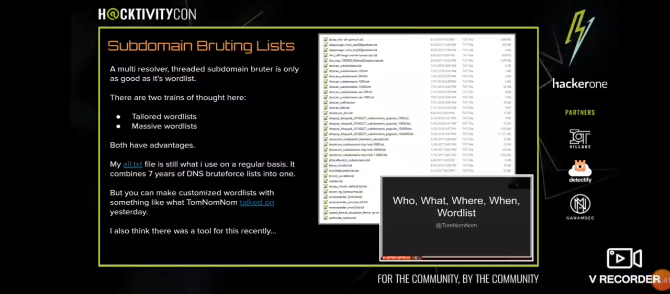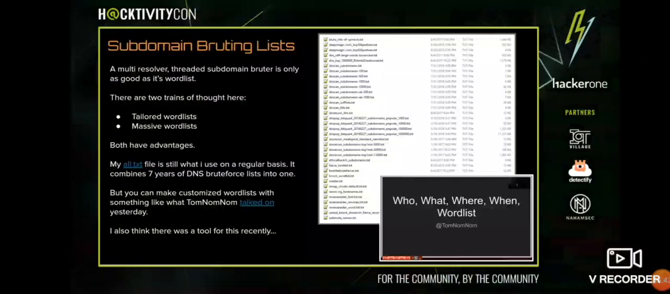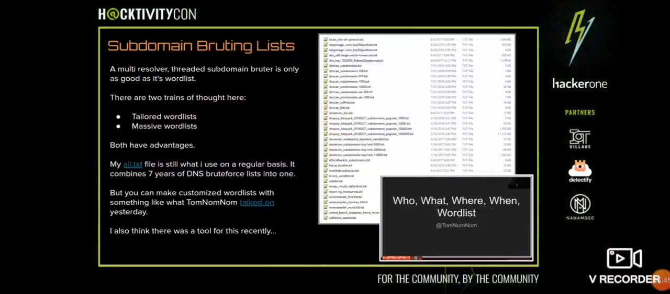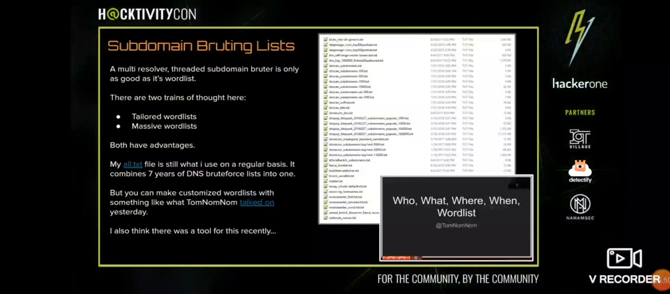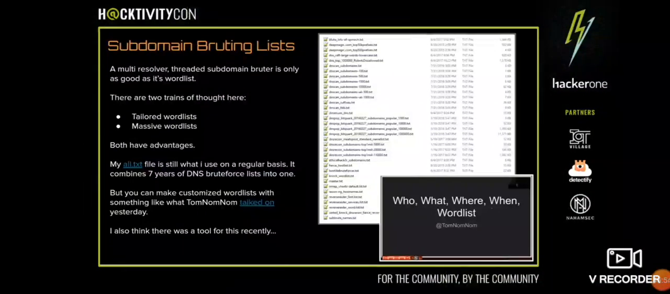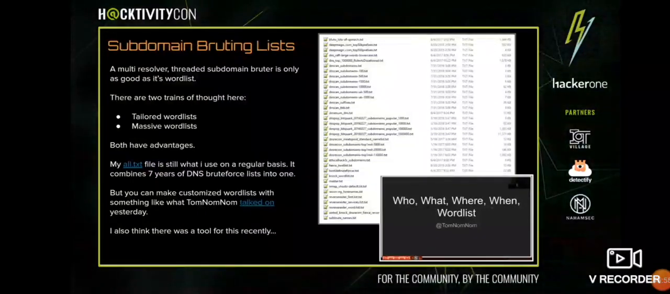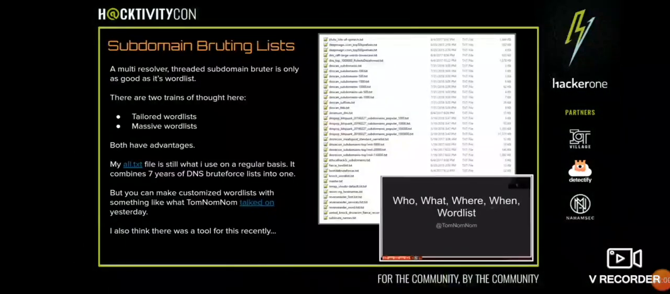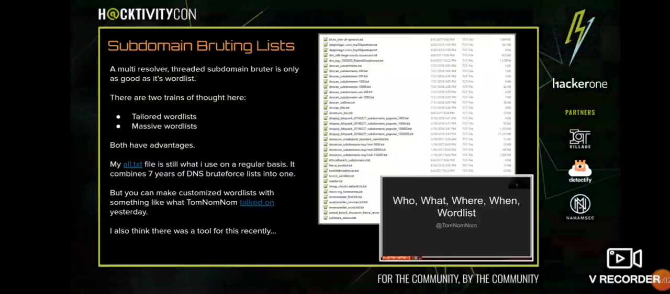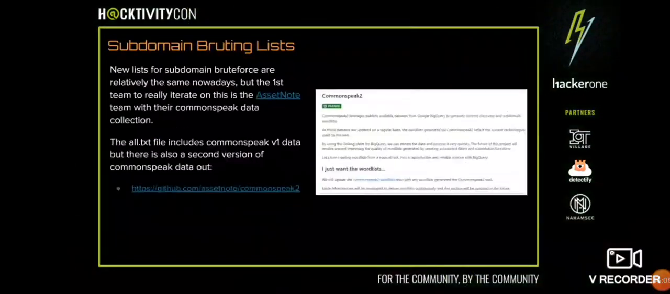So I use all.txt. I've released this before. It's my DNS file that basically I took all of the DNS keywords that all of these old tools had, and even newer research for subdomains had, and I've basically put them all into one file and sort of uniqued them. So I use all.txt in my automation when I'm brute forcing for subdomains.